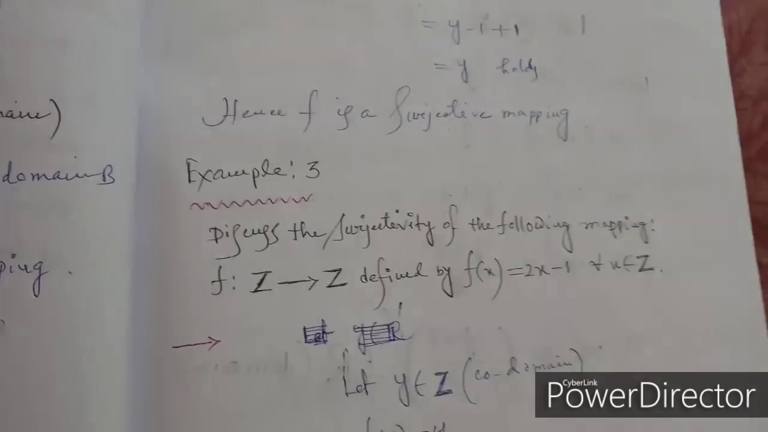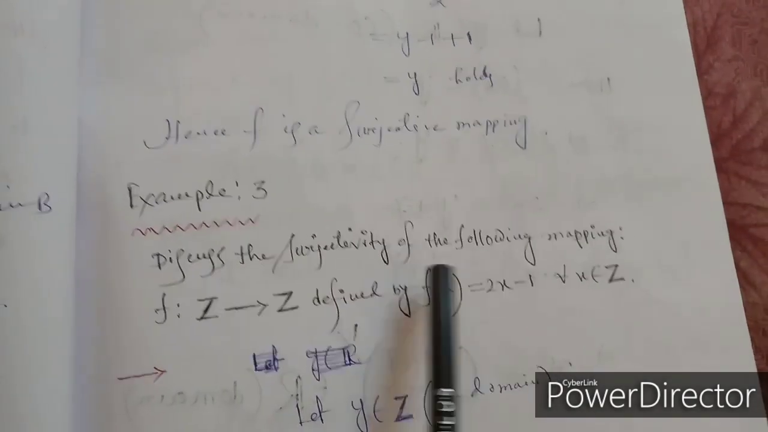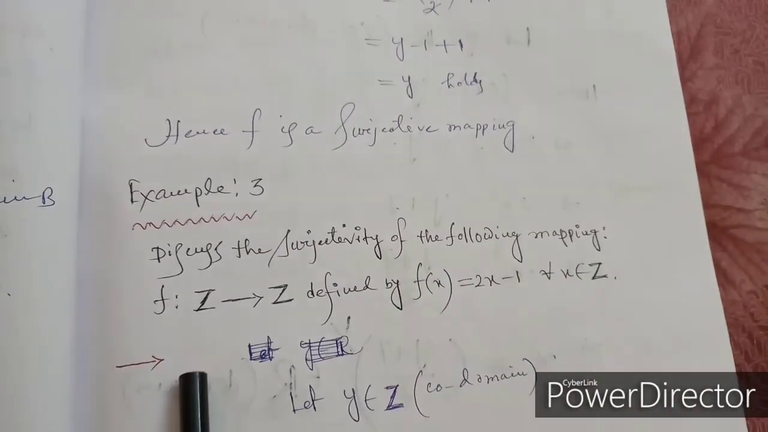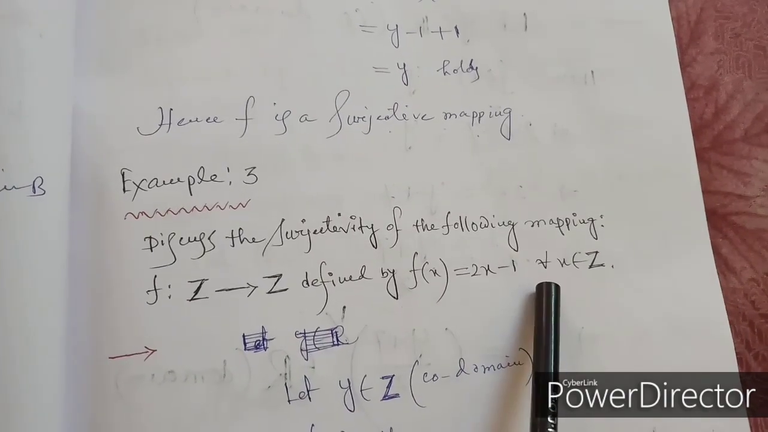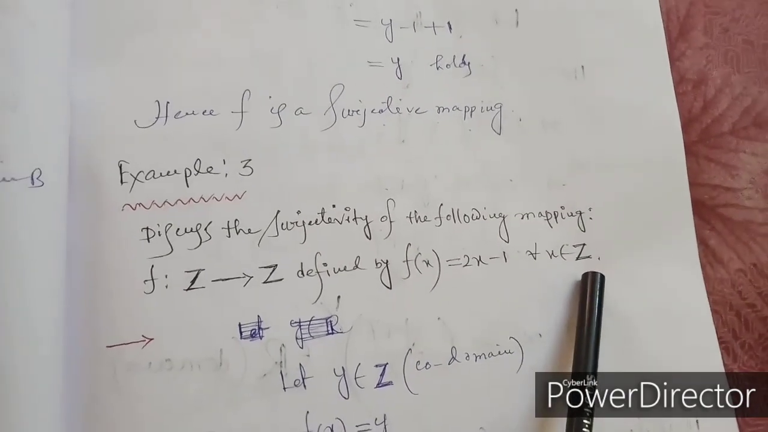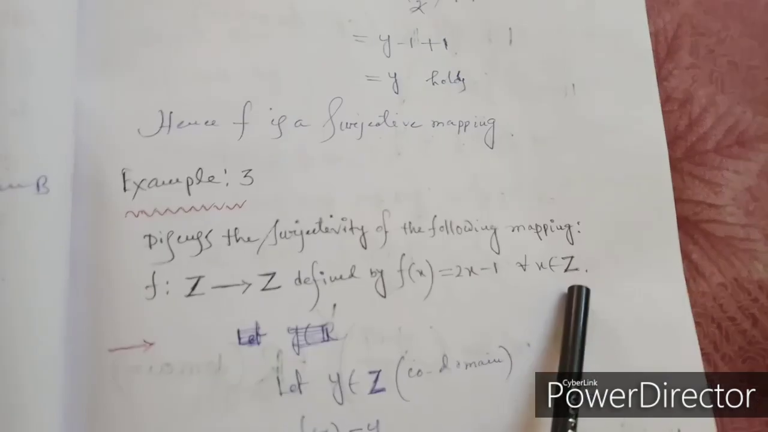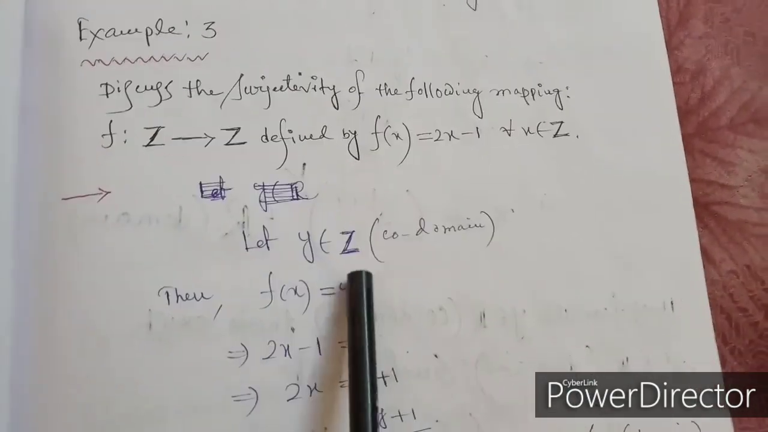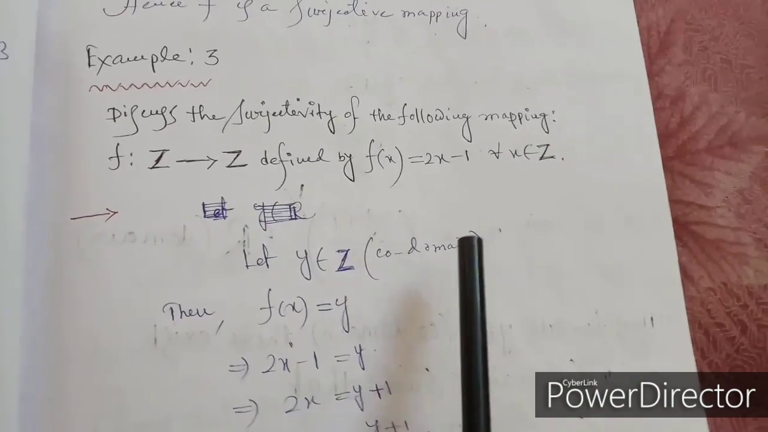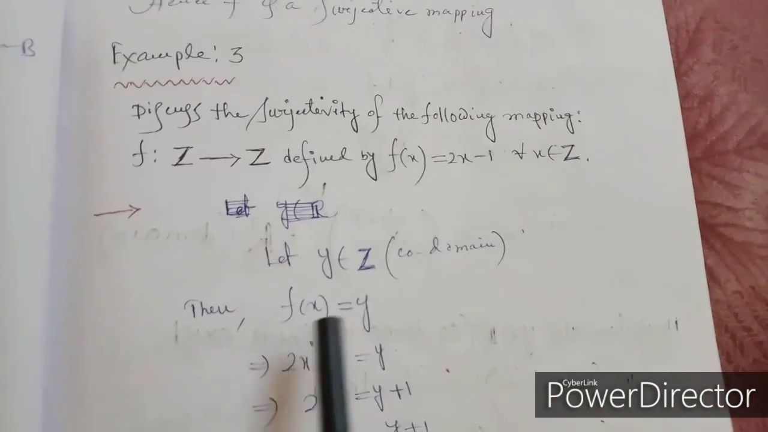Example number 3. Discuss the surjectivity of the following mapping f from Z to Z defined by f(x) equals 2x minus 1 for all x belongs to Z. Z means set of all integers. So how to show it? Let y belong to Z. That means codomain. Take any element from the codomain. Then f(x) equal to y.